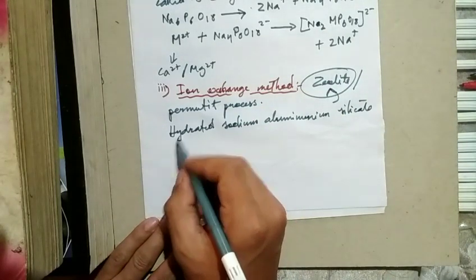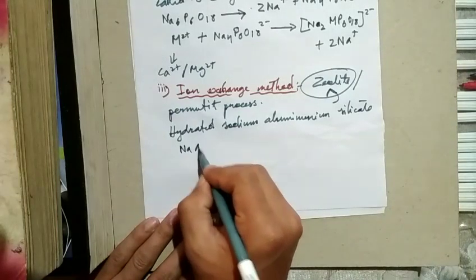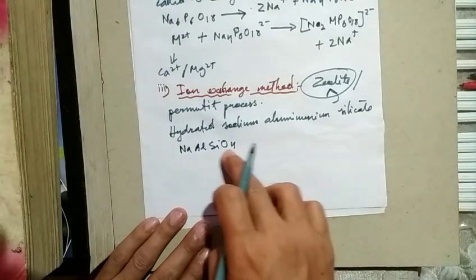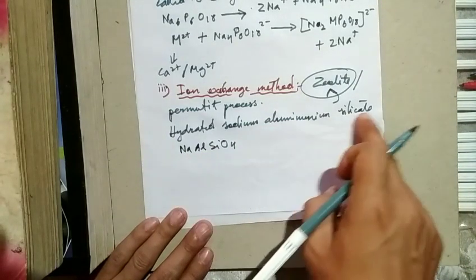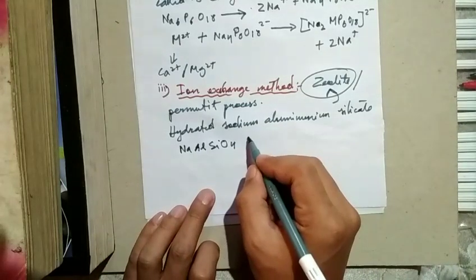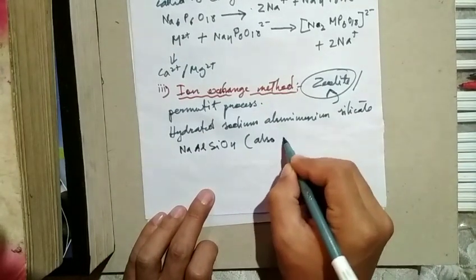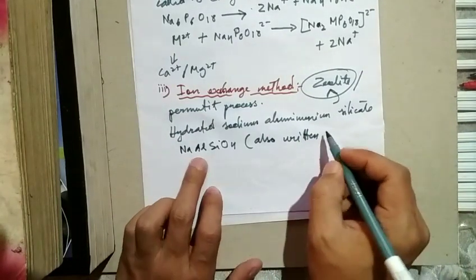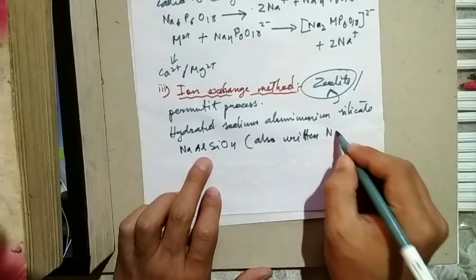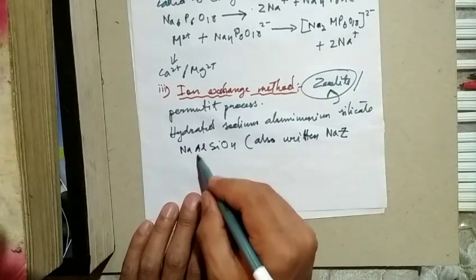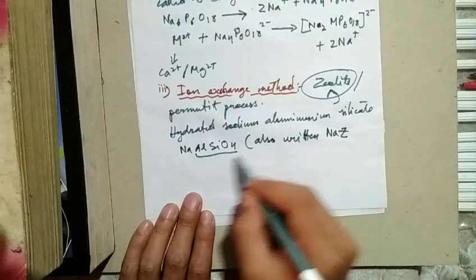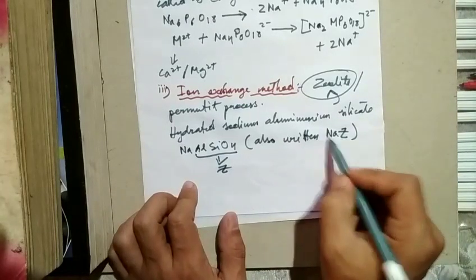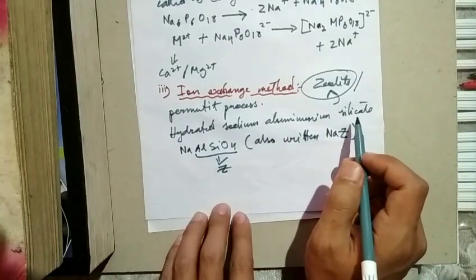So let's see the chemical formula: NaAlSiO4. This is hydrated sodium aluminum silicate. It is also written as NaZ. So all these, aluminum and silicate, represent Z. We are going to use this formula in the reactions.